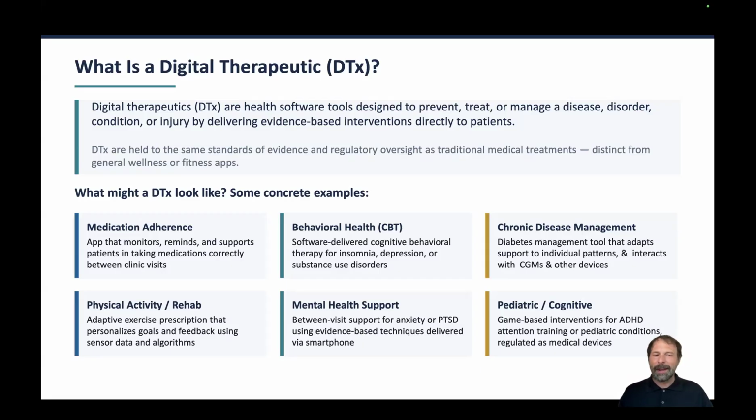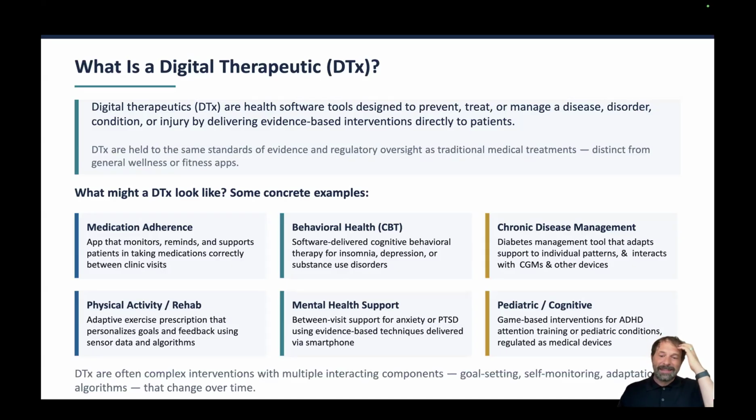All of these are variations of the kind of things that we could imagine you guys might be trying to create in MHTI. Critically, it's always important to remember that these are often very complex interventions with multiple interacting components, right? And they're changing over time, which sets up some inherent issues to work through.